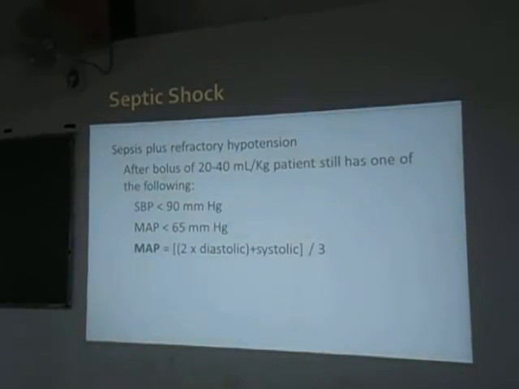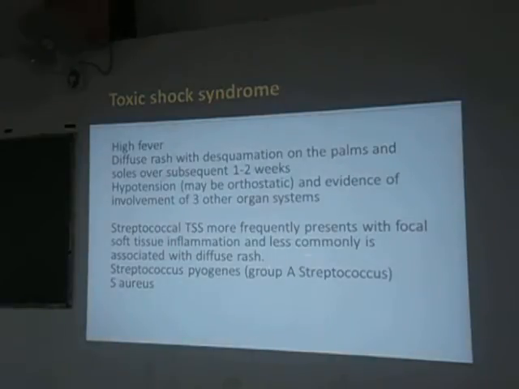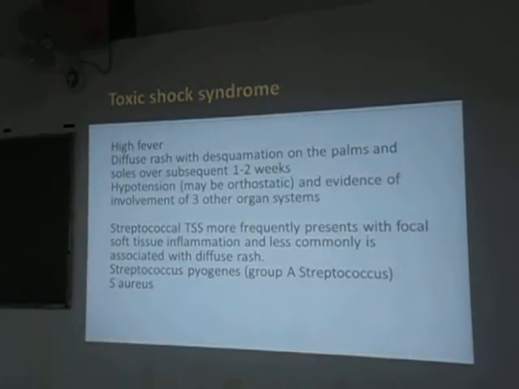You can see here systolic blood pressure can be less than 90 or mean arterial pressure less than 65. Remember MAP: 2 diastolic plus 1 systolic, divided by 3, which will be above 65. So if it is below, you can think of this condition. Toxic shock syndrome will be due to sepsis by Streptococcus pyogenes and Staph aureus. Here they have fever and other symptoms associated with sepsis.